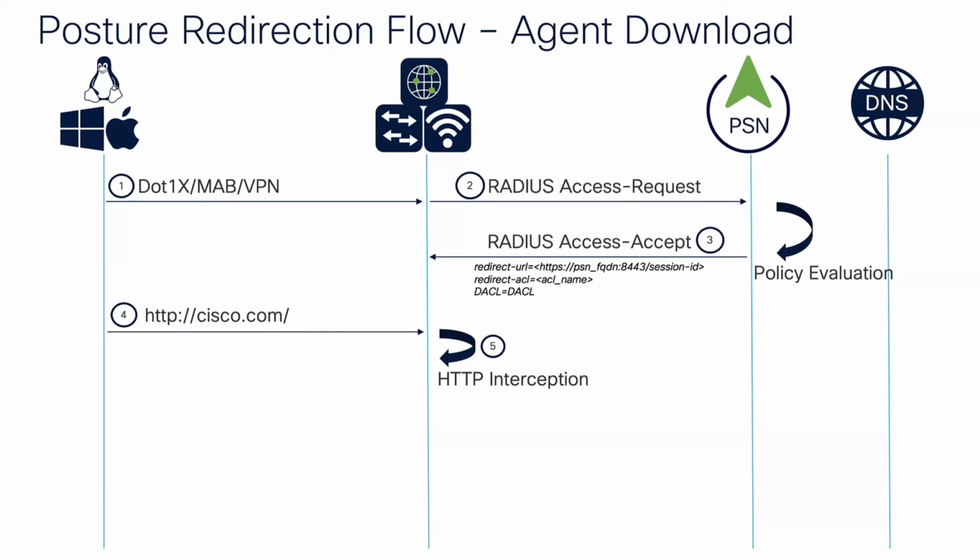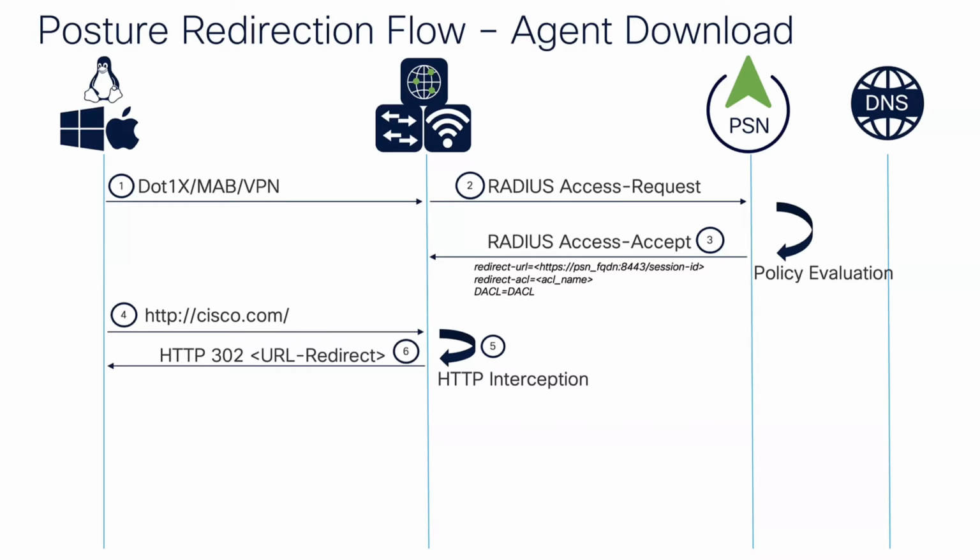What is the network device doing over here? The network device intercepts that HTTP packet. Oh, you're not supposed to talk. You're not allowed to talk to Cisco.com. You're not allowed to talk to Yahoo or Google.com. You're supposed to be redirected to so-and-so PSN.